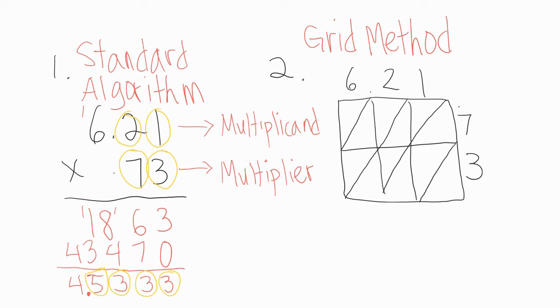So my answer would be 4.5333. Now I mentioned above that I wanted you to try and use some of the terms when you're doing multiplication. So my answer right here when I'm doing multiplication is called the product.